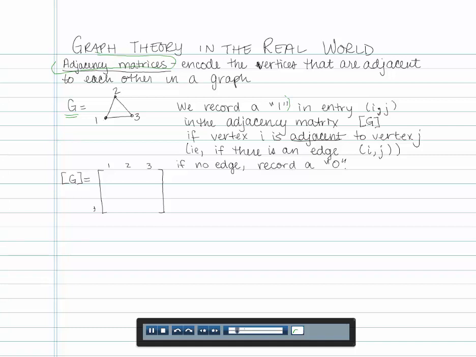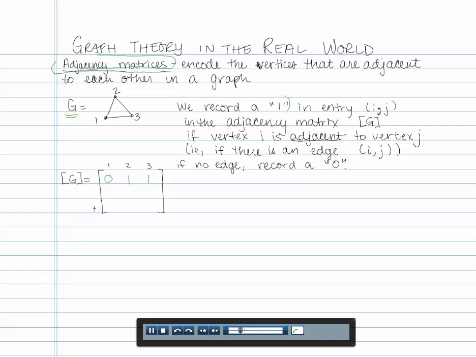So in this example, since the vertex 1 is not connected to itself by an edge, and that'll never be the case for the kind of graphs we are looking at, we're going to put a 0 there. But then 1 and 2 are connected, so we would have a 1 in the second column, first row. 1 and 3 are connected, so we put a 1 there as well. Moving down, I'm going to purposely only focus on the upper triangle of the matrix because it's going to be symmetric.